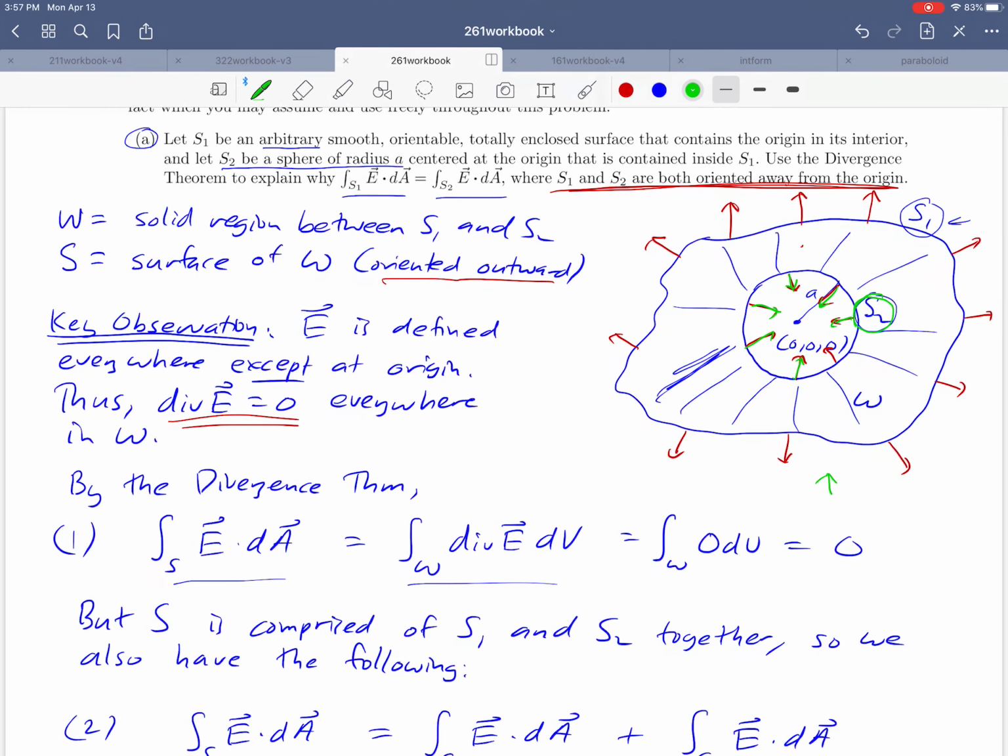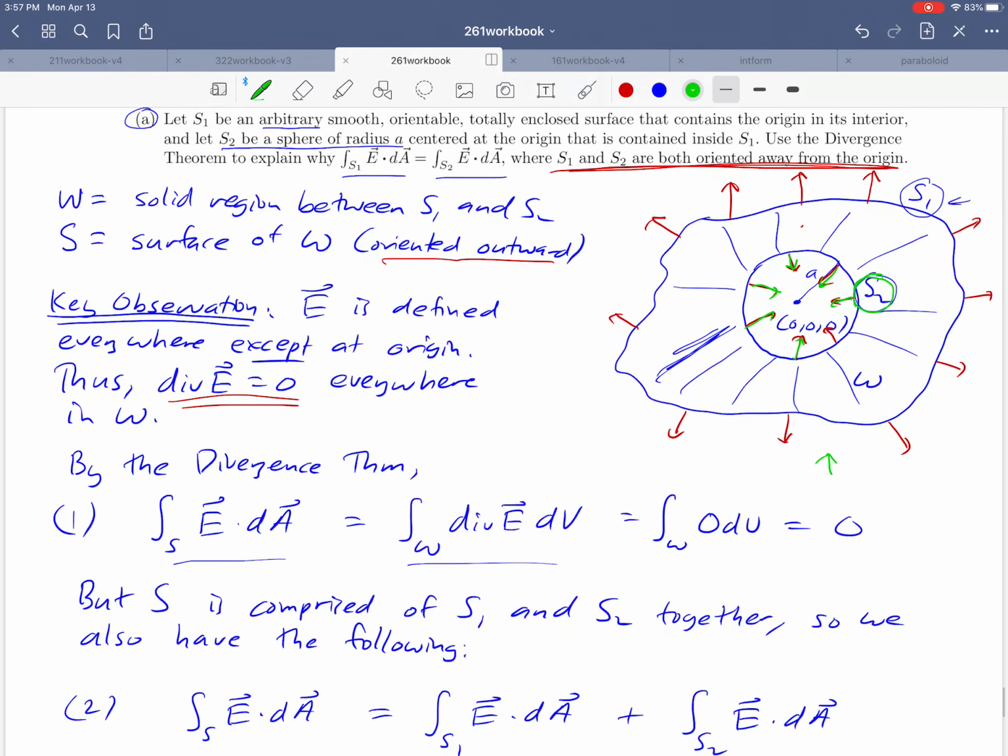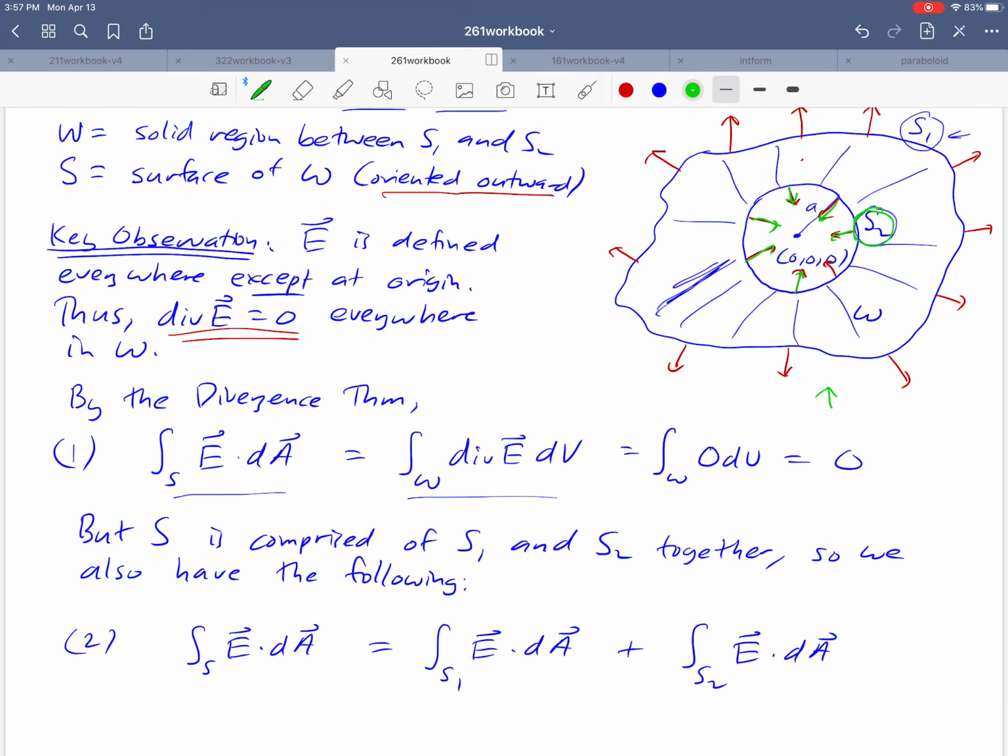So to compensate for that discrepancy, what we have to do is to go down here and say, oh, the sign of this integral is not right. It's got to be negative to compensate for that difference. Okay, and I'm going to make a note here of where that came from. This is negative because S2 is oriented away from the origin.